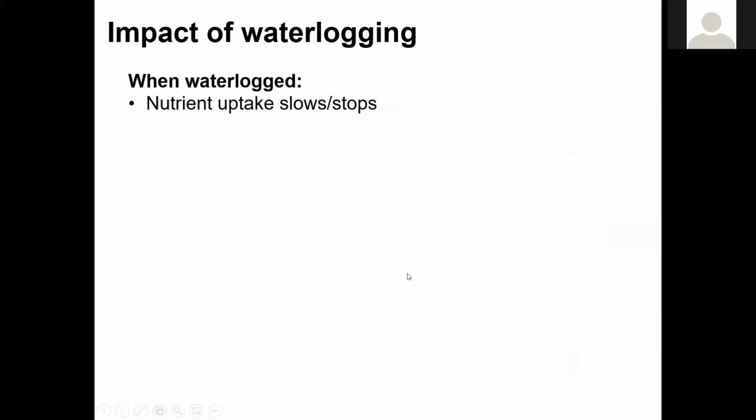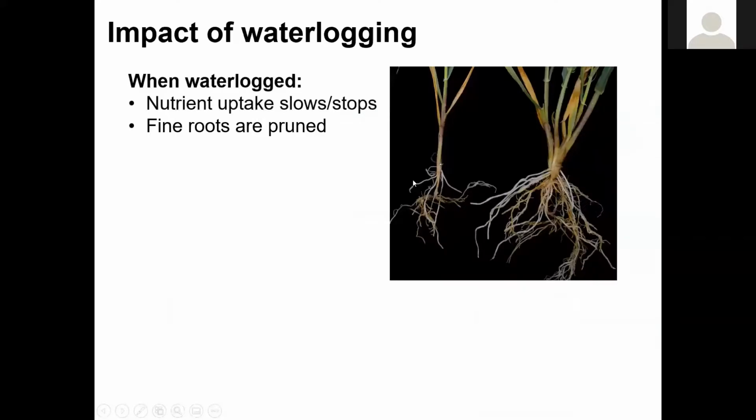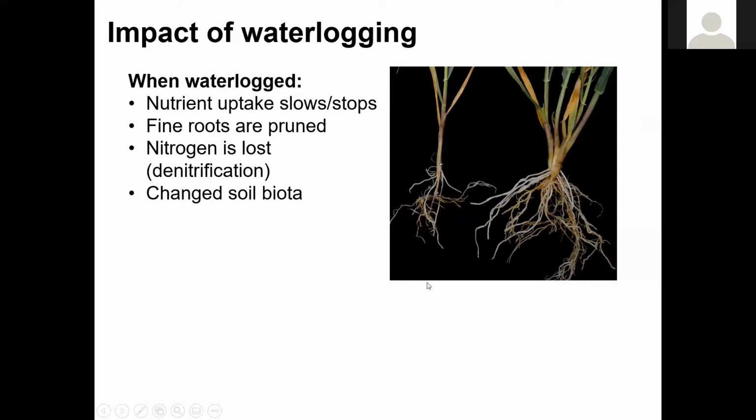And the effect when we've got it is it reduces nutrient uptake, it prunes the roots. So the one on the left there is a plant where the roots have been pruned because of waterlogging compared to those other ones. So you can imagine the difference that makes for water extraction and nutrient uptake. You get denitrification, which people would be familiar with, so loss of nitrogen there, and it changes soil biota. So we also get some diseases. Some of the diseases that work under anaerobic or waterlogged conditions become more prominent. And importantly, the soil strength declines, so we can get that pugging and compaction.